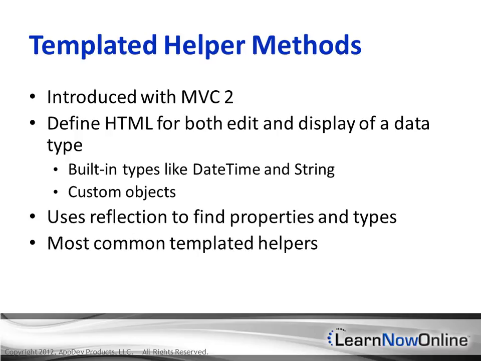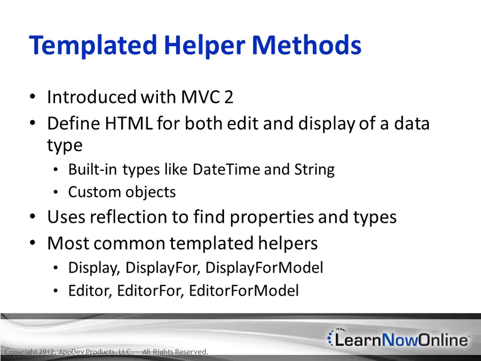Some of the most common templated helpers are Display, DisplayFor, and DisplayForModel. These generally will render out as labels and read-only values, if you will. You will not see a text box, but you actually just see the value when you do a Display or DisplayFor. The editing version of this, or create version, if you will, is Editor, EditorFor, and EditorForModel. And again, just to reiterate, when you have DisplayForModel or EditorForModel, that is like a one-line call that will generate a field and a label for every entity coming across the model that's being provided to the page.